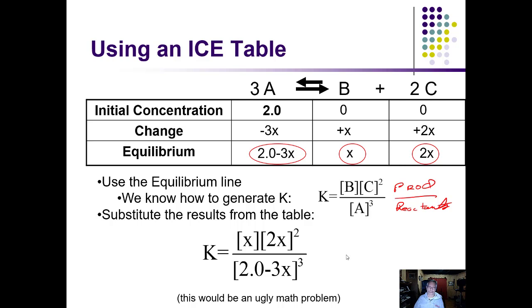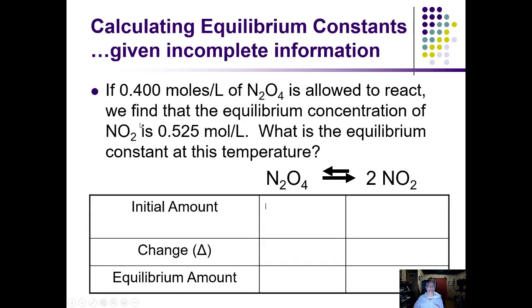I'm going to show you how to do that. Okay, so let's start off with this problem: calculating equilibrium constants given incomplete information. So here we've got 0.4 moles per liter, that's just 0.4 molar, of dinitrogen tetroxide.